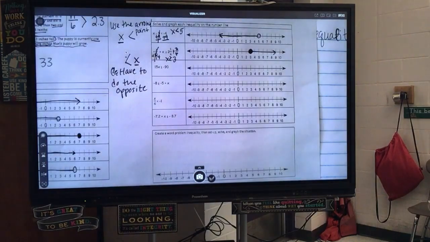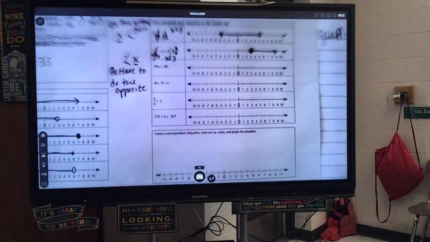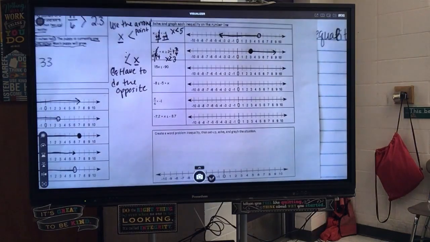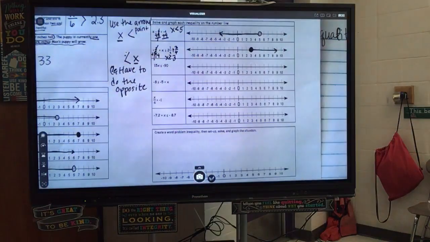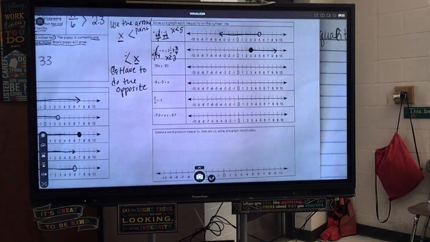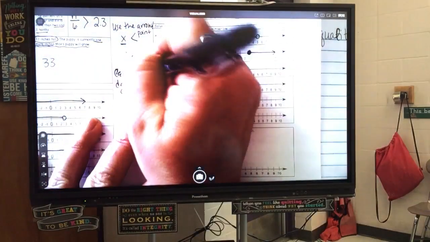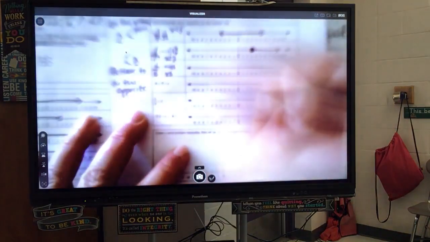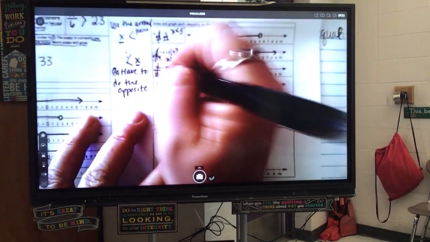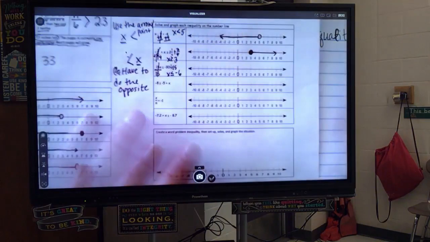Alright, the next one, 15x is less than or equal to -90. How do we solve for x on this one? Christian? Nope, can't take away 15. That's not the operation that's going on there. What operation's going on between x and 15? So what's the opposite of multiplication? So we have to divide here. So you divide by 15, divide by 15. x is less than or equal to -6.